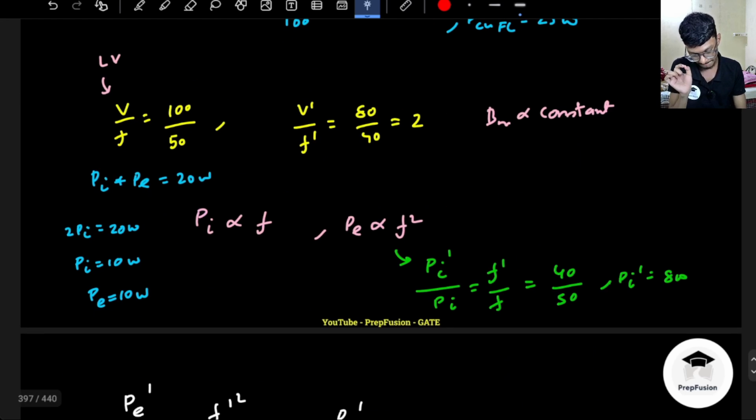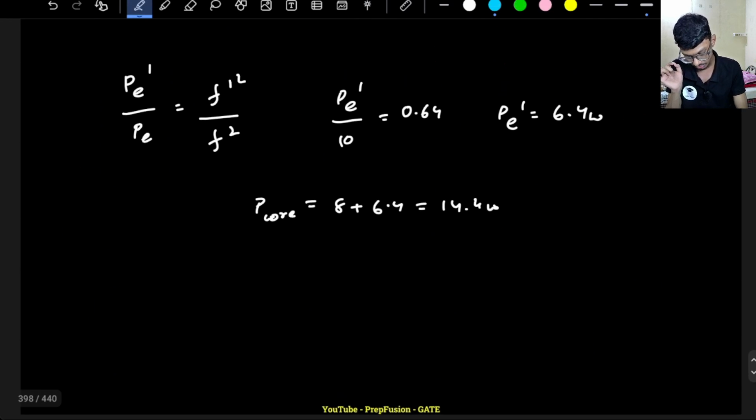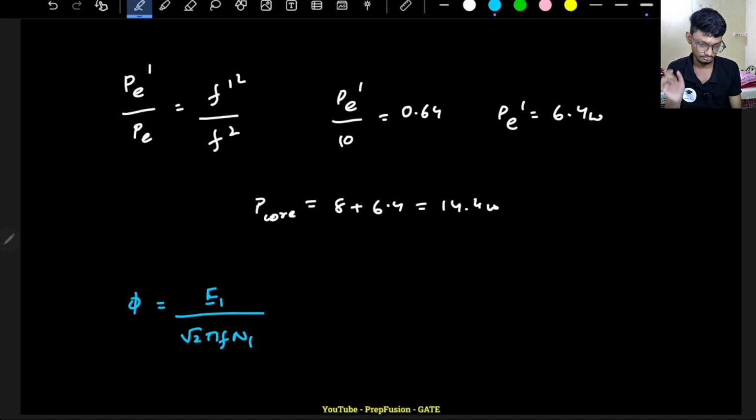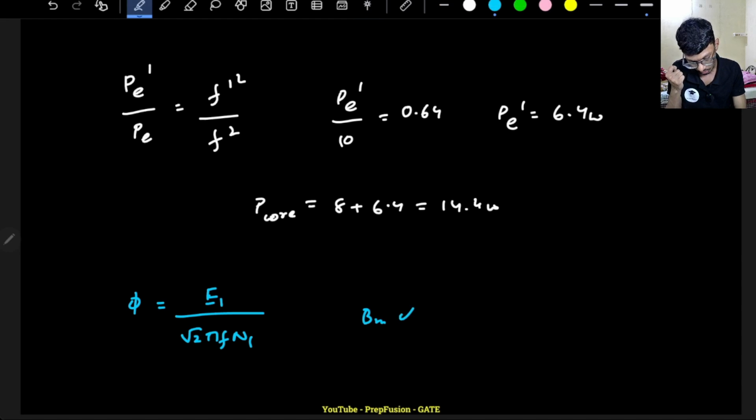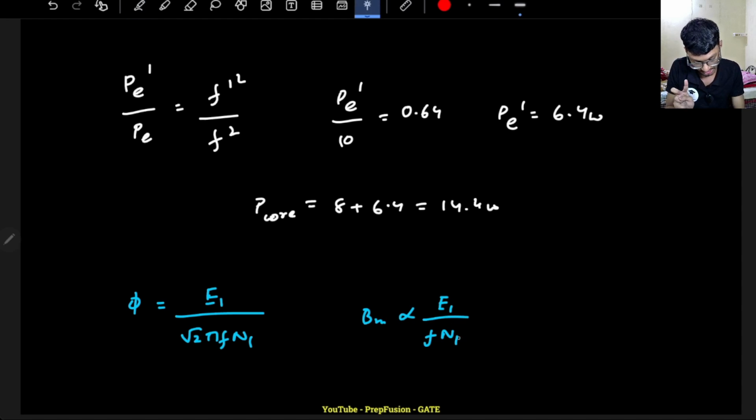So the problem is, in the equation of flux, it was equal to E1 upon root 2 pi f into N1. So the number of turns was also there. So actually that's why my flux, or Bm, is not always proportional to E1 by f. It is proportional to E1 by f into N1. Okay, so that's why N1 is also there. I am ignoring the fact. So if I am comparing on the primary side, I have to compare on the primary side only, because then only N1 will be constant.